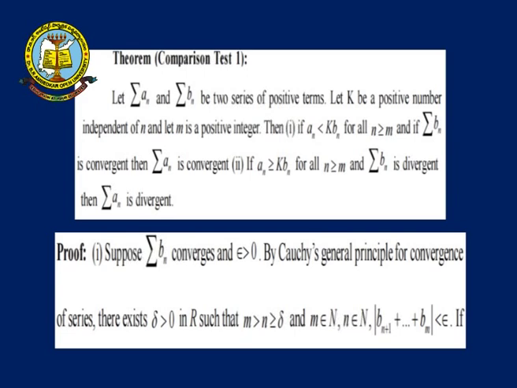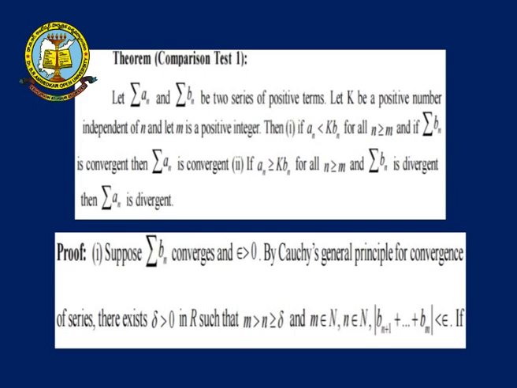First test: let sigma a_n and sigma b_n be two series of positive terms, and k is a positive number. If a_n is less than k b_n for n greater than or equal to m, and if sigma b_n is convergent, then sigma a_n is convergent. So, if the right side is convergent, then the left side is convergent.